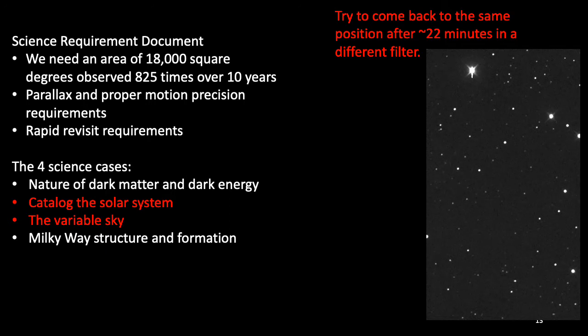So our main mode of observing is to observe a chunk of sky and then come back 22 minutes later and observe that same chunk in a different filter. And that way we'll be able to both spot the moving solar system objects and get color information on transients.